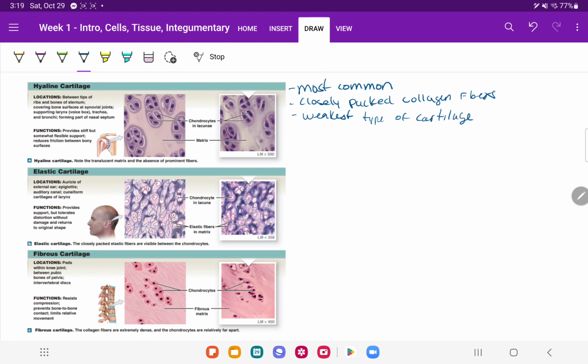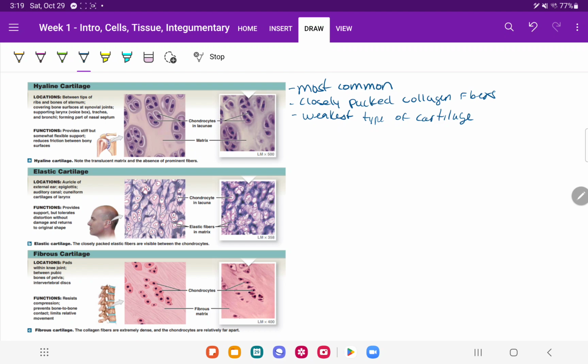Okay. And so examples of hyaline cartilage in the adult body are the connection between the ribs and the sternum. Supporting cartilage is also along the conducting passageways of the respiratory tract. We're also going to find it at the articular cartilages, covering the exposed bone surfaces within the synovial joints, such as the shoulder.